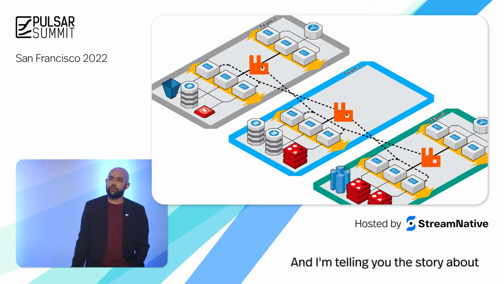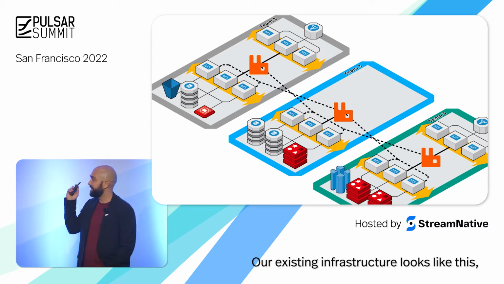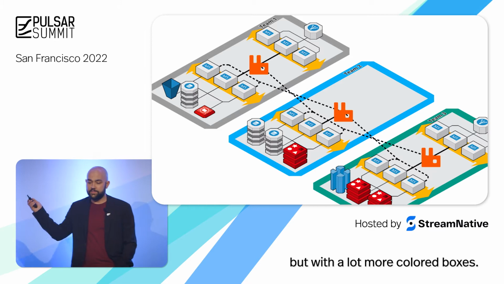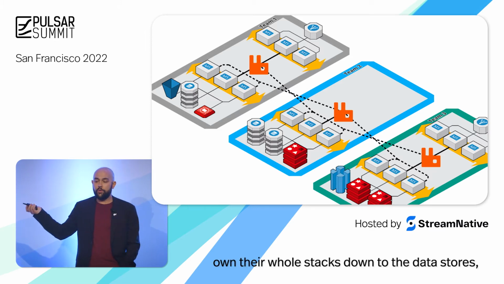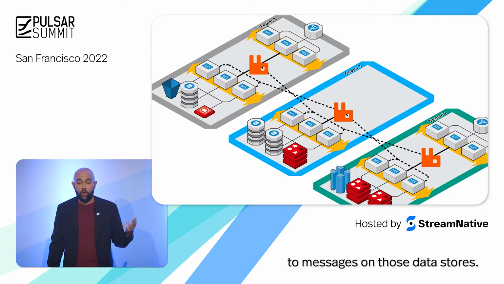And I'm telling you the story about how we're moving to Pulsar. In very broad strokes, our existing infrastructure looks like this, but with a lot more colored boxes. The teams in the colored boxes own their whole stacks, down to the data stores, and they do varied processing in reaction to messages on those data stores.